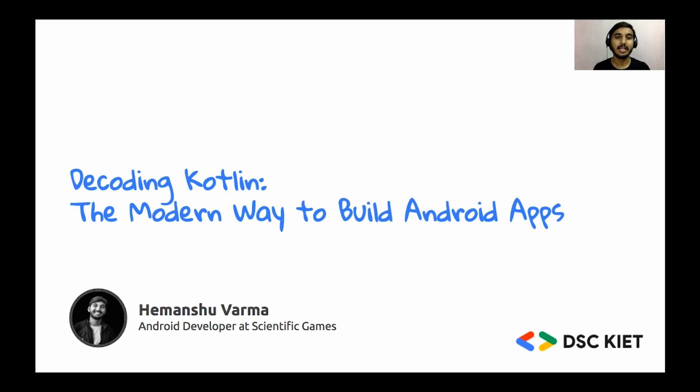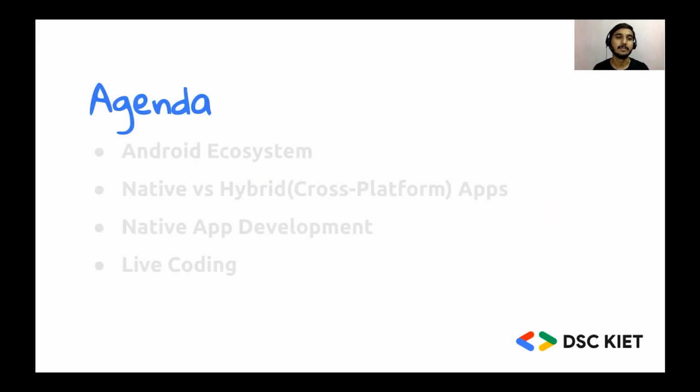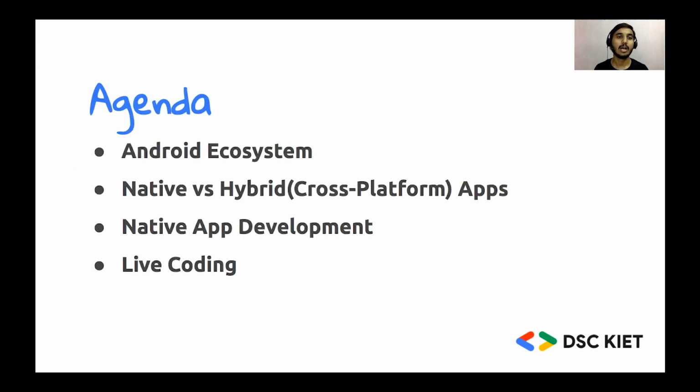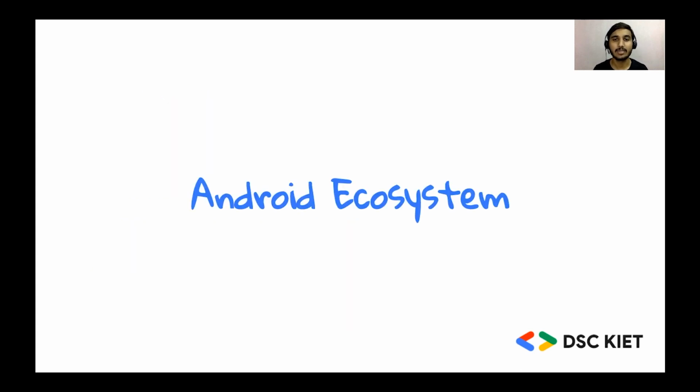So without any further delay, let's have a look at today's agenda. Here I'll be discussing the Android ecosystem in brief, followed by the modern approaches we have for building applications, that is native and hybrid approach. And generally we prefer hybrid as cross-platform as well. Later on I'll be focusing on native development using Kotlin, and in the end I'll be doing some live coding, building some Android applications. So let's see what exactly the Android ecosystem has.